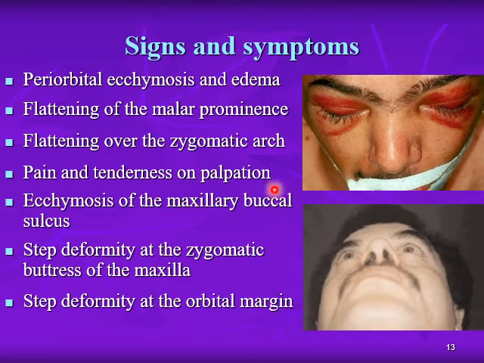Signs and symptoms: we have periorbital ecchymosis and edema, called black eye or raccoon eye. We have flattening of the malar process, displacement of the zygomatic arch, and flattening of the cheek area. We have pain and tenderness. We have step deformity in the inferior orbital rim, also in the lateral eyebrow area at the frontozygomatic suture, and also at the zygomatic-maxillary suture, from inside or intraorally.